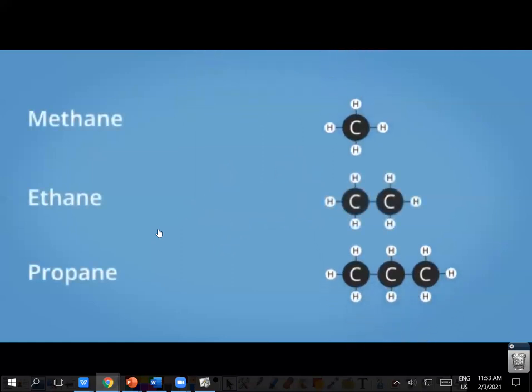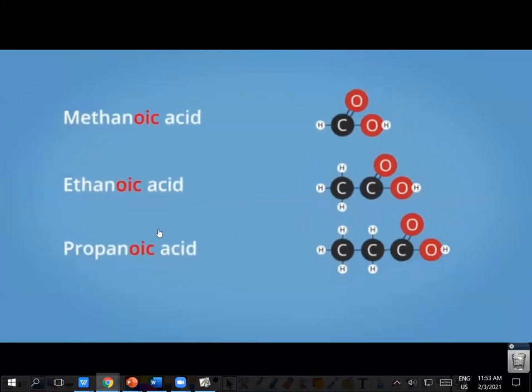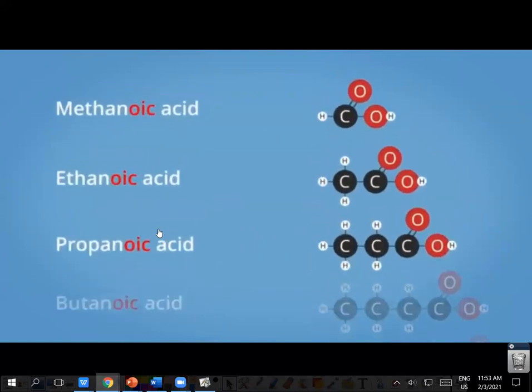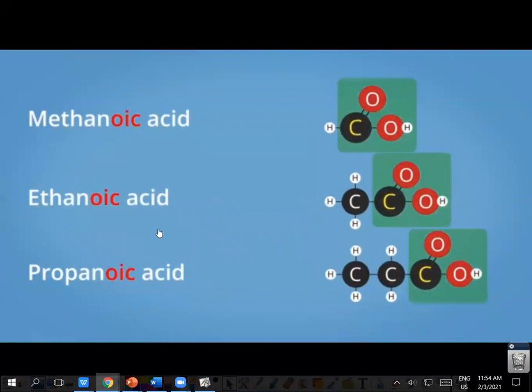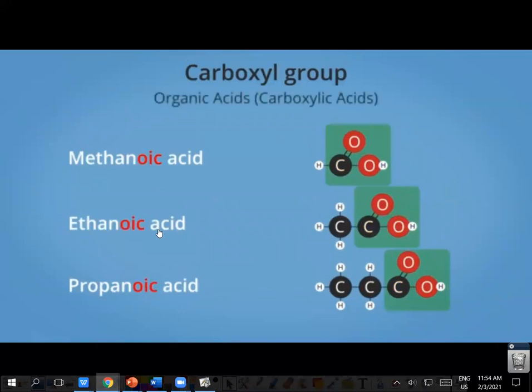We can turn any alkane into an organic acid by replacing the 3 hydrogens at the end with 1 OH group and a double bonded oxygen. Methane becomes methanoic acid. Propane becomes propanoic acid. Then there is butanoic acid, pentanoic acid, and so on. This group, the C, the O, and the OH, has a special name. It's called a carboxyl group. The acids are also called carboxylic acids.